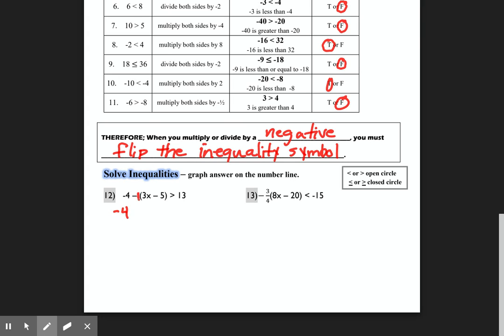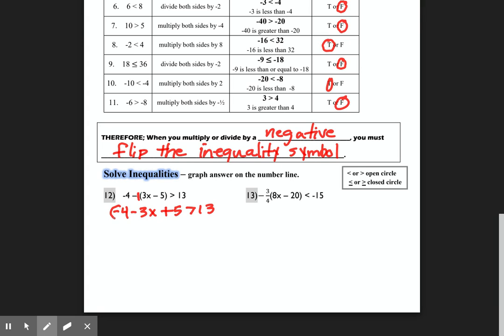So -1 times 3x is -3x. And -1 times -5 is a +5. So what happened in there is that positive 3x became a negative and that -5 became a positive inside the parentheses. And this is greater than 13. So we're going to work it just like we did if that inequality was an equal sign. And the only thing that may change is right at the end when you multiply or divide by a negative.